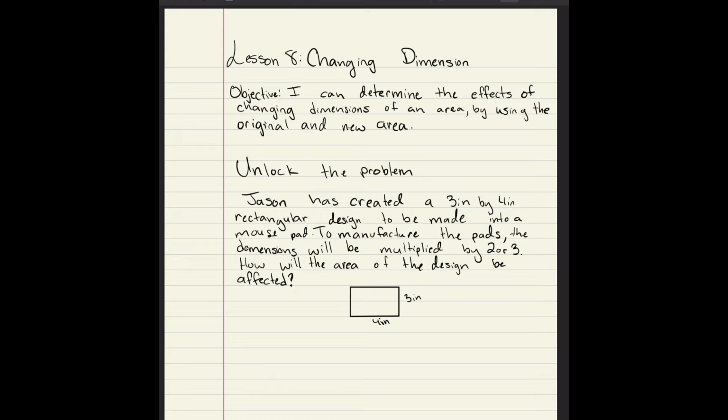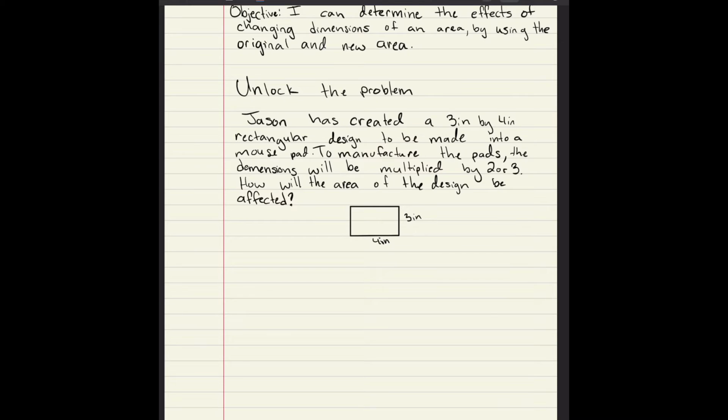The objective is I can determine the effects of changing dimensions of an area by using the original and new area. We don't have any vocab words and no think problems, so we're just going to jump right in to unlock the problem. Which says, John created a 3-inch by 3-inch rectangular design to be made into a mouse pad. To manufacture the pads, the dimensions will be multiplied by 2 or 3. How will the area of the design be affected?